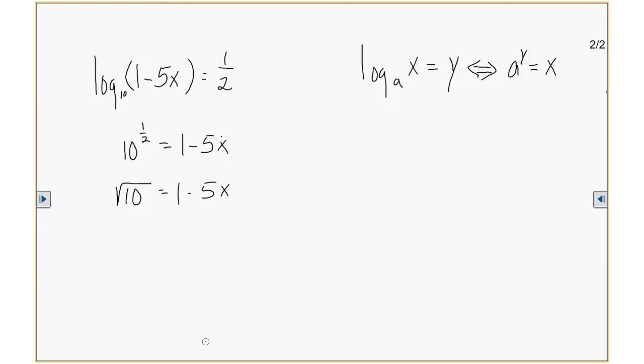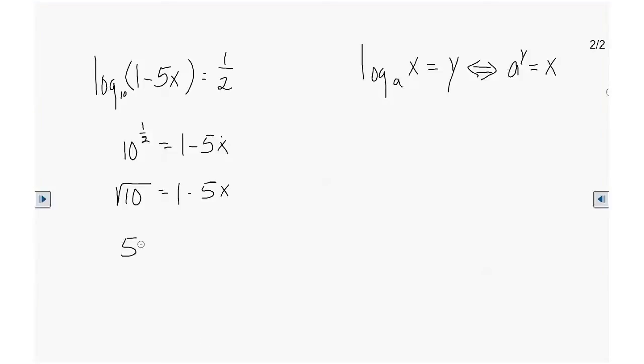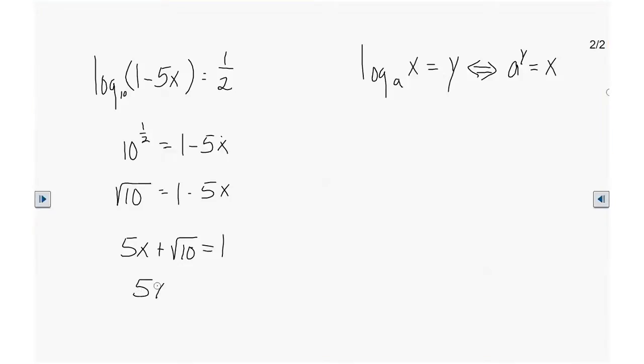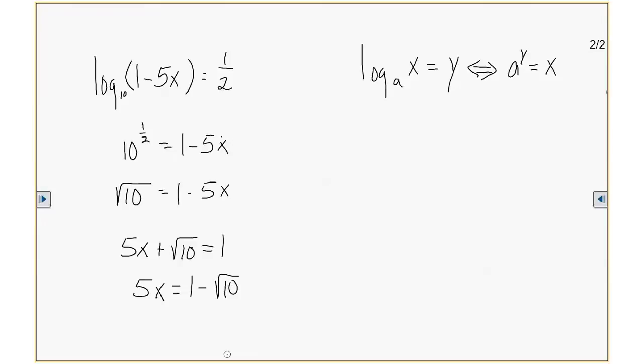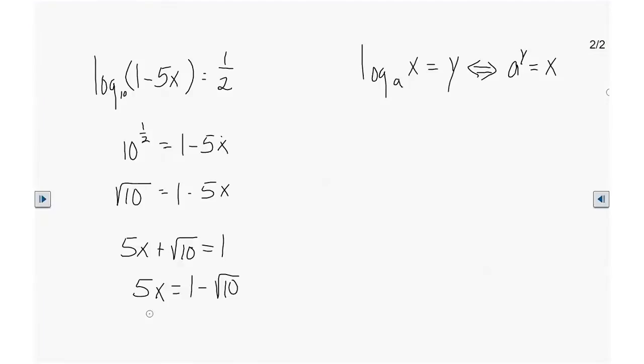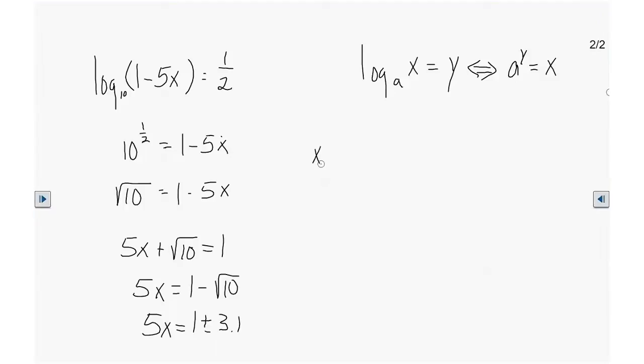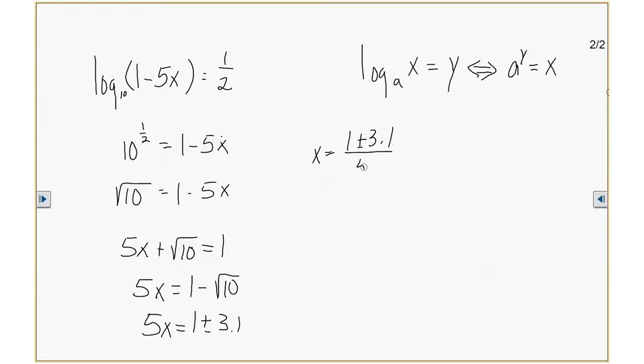X is on the right hand side. I'm going to bring it over to the left hand side. And that doesn't take rocket science. The square root of 10 is 3.1, because the square root of 9 is 3. So 5x is equal to 1 plus or minus 3.1. X is equal to 1 plus or minus 3.1 over 5.